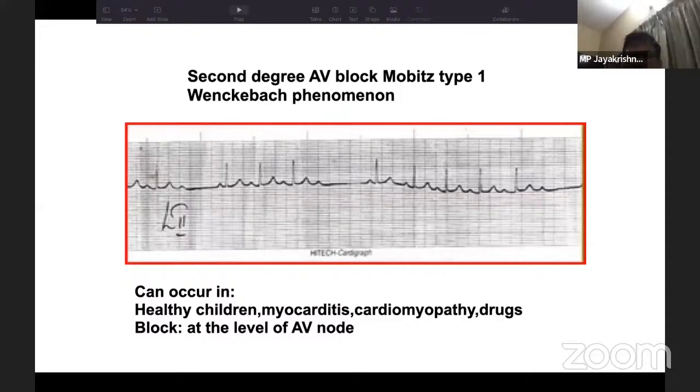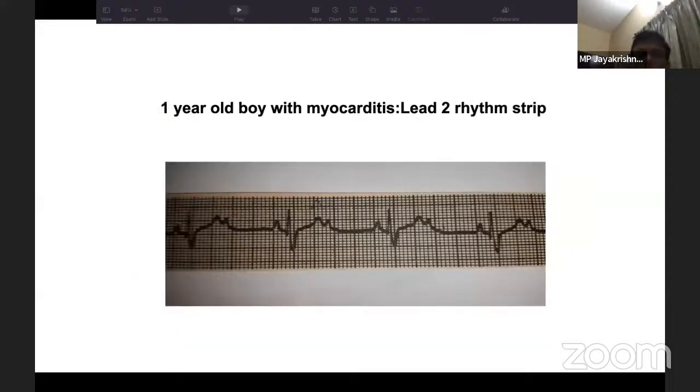So progressive prolongation of the PR interval with the P wave not getting conducted after that. This can be a normal phenomenon again, but then you need to consider other problems like, in a sick child, myocarditis, cardiomyopathy, drugs. And this indicates a block at the level of the AV node.